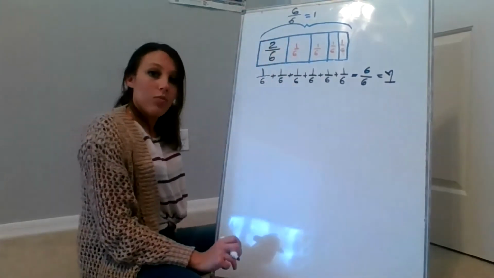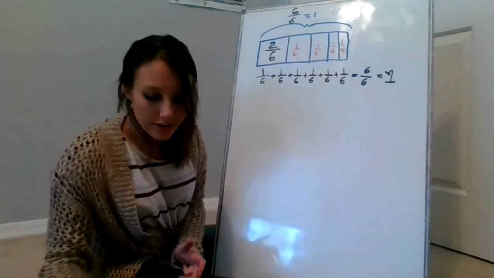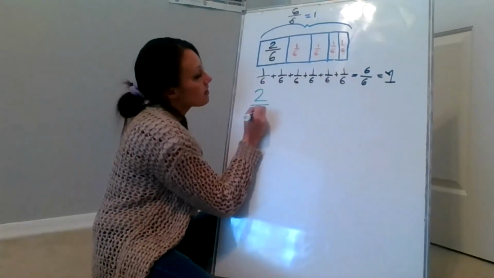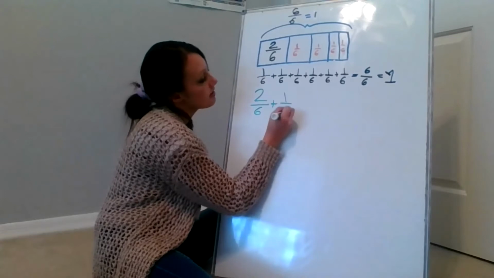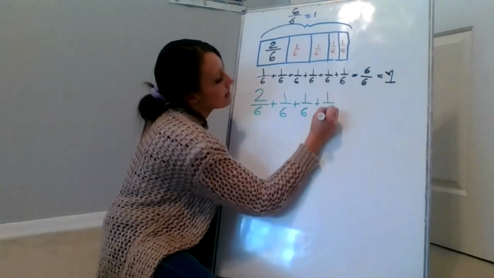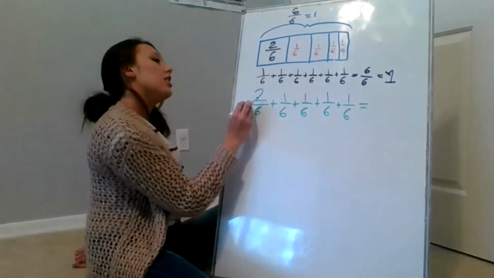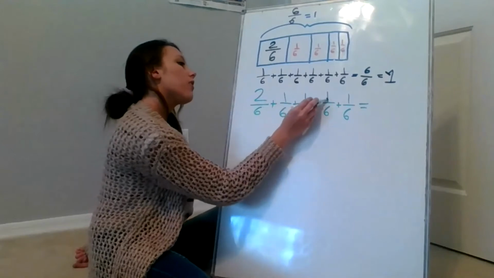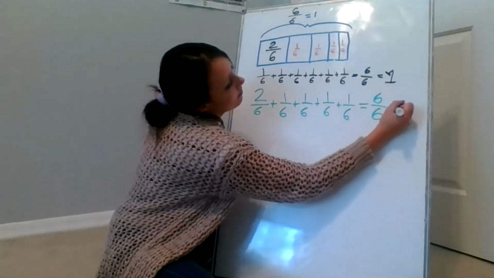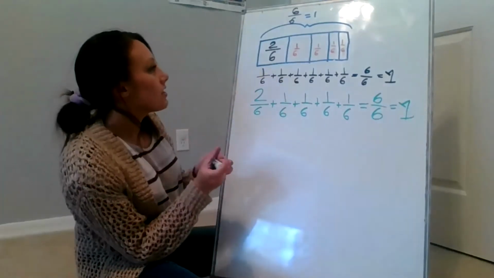Okay. Well, this is still 1 whole, right? So we can also say that another addition equation is going to be 2/6 plus 1/6 plus 1/6 plus 1/6 plus 1/6, which still equals 2, 3, 4, 5, 6/6, which equals 1. So this still gives us our same answer, right? Now let's try doing something else.